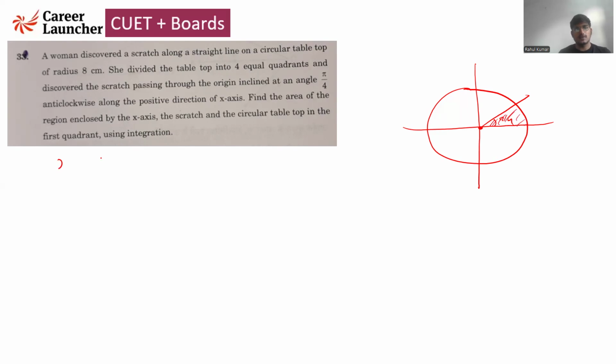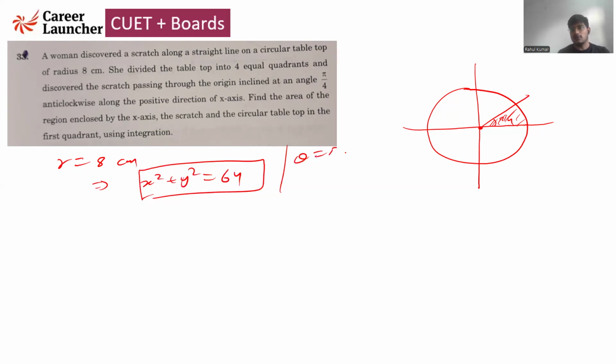Okay. So the radius is 8 centimeters, meaning the equation of the circle is x square plus y square is equal to 64. Now theta is pi by 4, meaning the slope is 1. And because the line is passing through the origin, the equation of the line will be y is equal to x. Now your first task is finding the intersecting point.